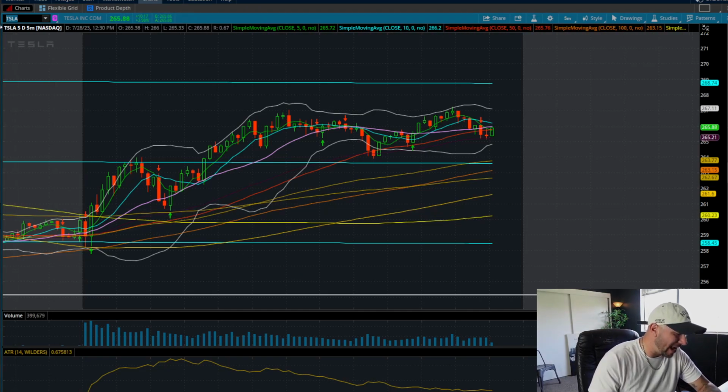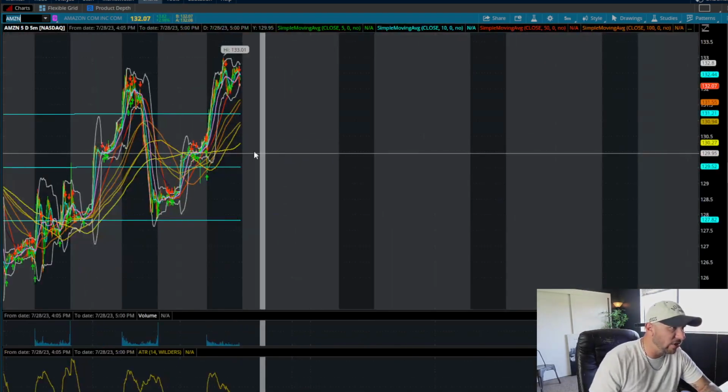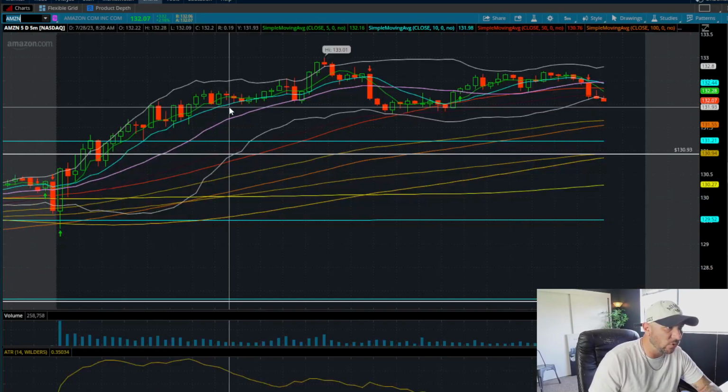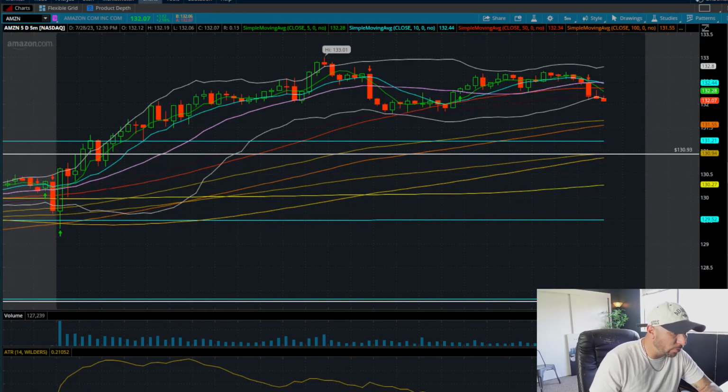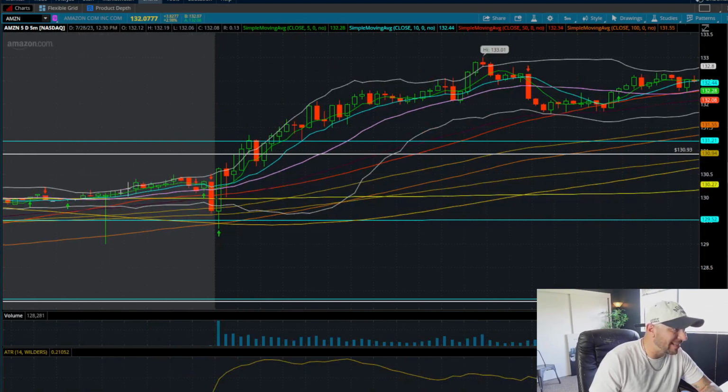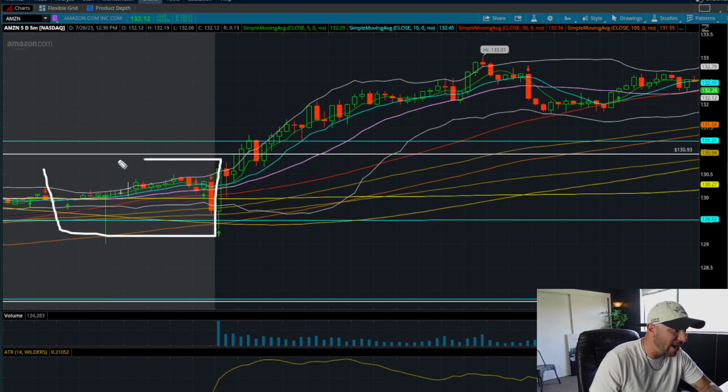At the same time I'm looking at Amazon, right? If we look at Amazon's price action here, boom, same kind of deal. Look at the pre-market, essentially doing nothing. So what happens when the market opens?